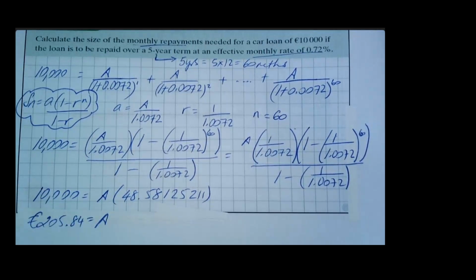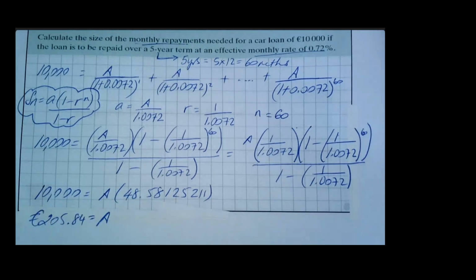So that's the monthly repayment amount I'm going to make over the next 5-year term, that allows me to get a present value of 10,000 now. So the series of present values I need to consider is what the 205.84 is worth to me, when I'm able to make that repayment over 5 years.